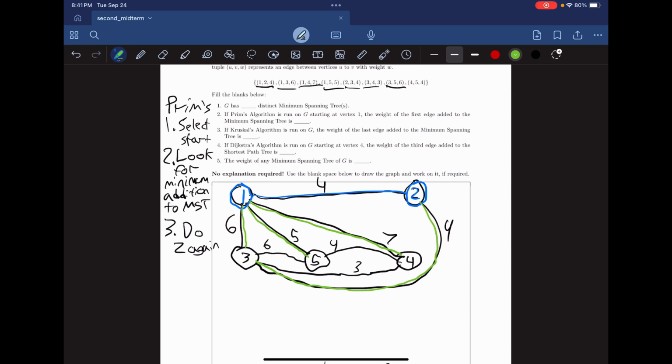These options have weights 6 for the 1 to 3, 5, 7, and 4. Once again, we want to go with the lowest possible weight, so we're going to pick the edge from 2 to 3 to be added to our MST. And so now we've added 3 into the MST with that edge 2 to 3.